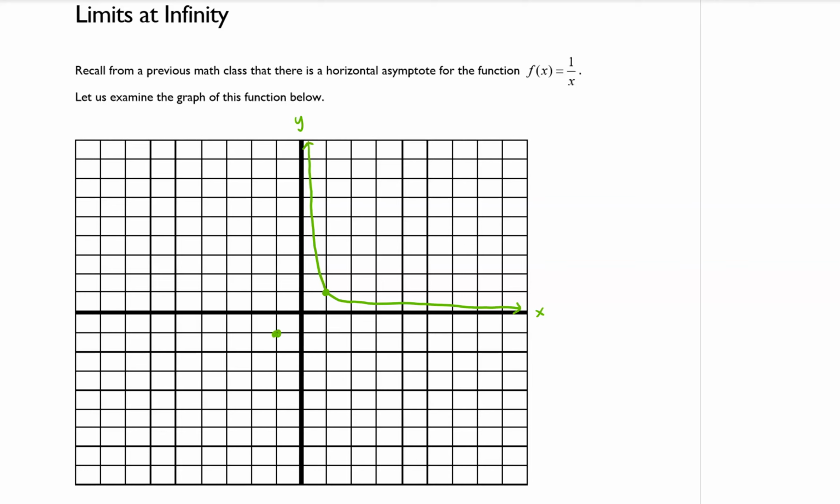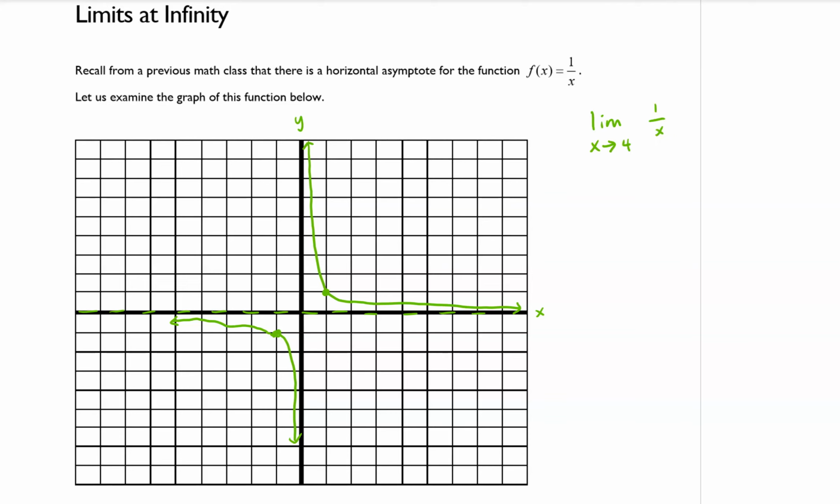And the graph also goes to the point (-1, -1), and looks something like that. And again, recall that there is a horizontal asymptote here on the x-axis. So pretty much all of the examples we've been looking at are examples where you're taking the limit as x approaches some number.